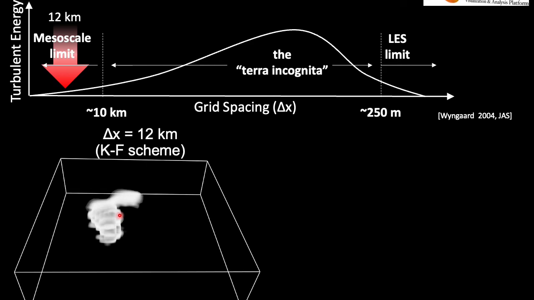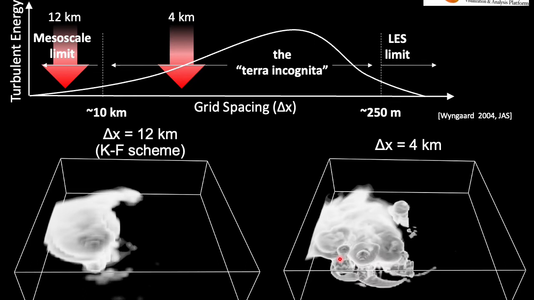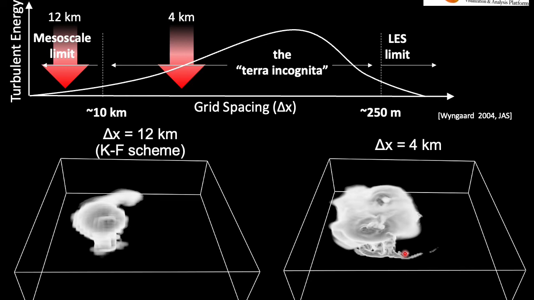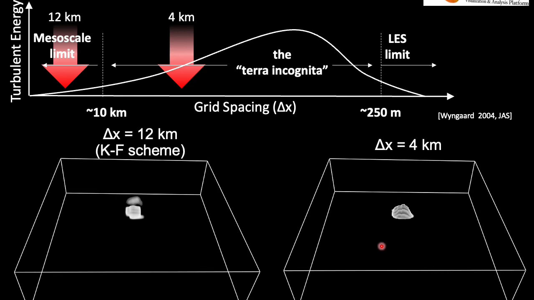This is what you get at 4 kilometers. So it's qualitatively really a different simulation. You can see now you have several updrafts. You have a front that's developing, a line of convection, which is triggering additional updrafts. And also the cloud field looks different. Even the motion of the storm is different if you go from 12 to 4 kilometers. This looks way, way closer to what we see in the real atmosphere than what you get from 12 kilometers. However, of course, you can improve upon that.